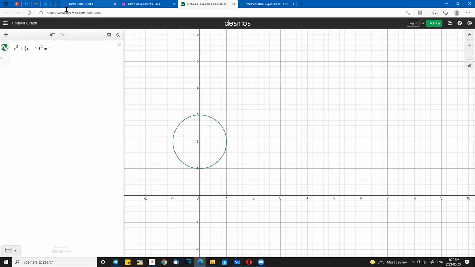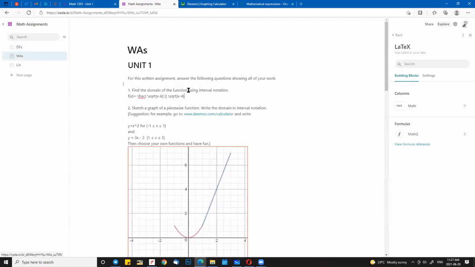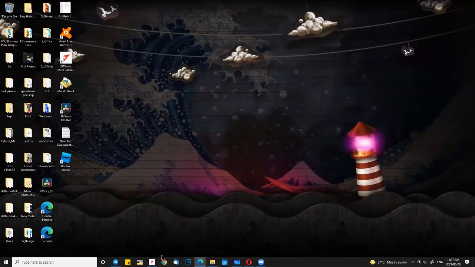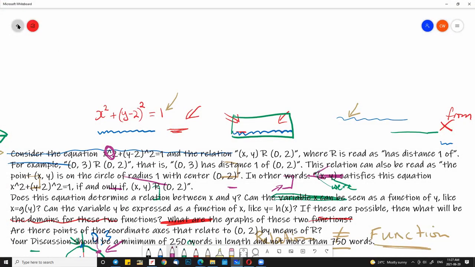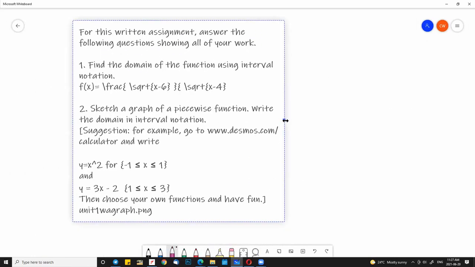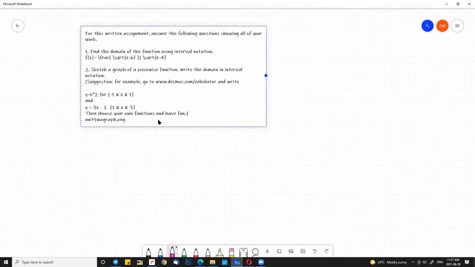Let's just move on to the other assignment now. I think the written assignment. Written assignment. Okay. For this assignment, answer the following questions showing all of your work. Let me just copy this into my whiteboard. Okay, for this written assignment, answer the following questions showing all of your work.